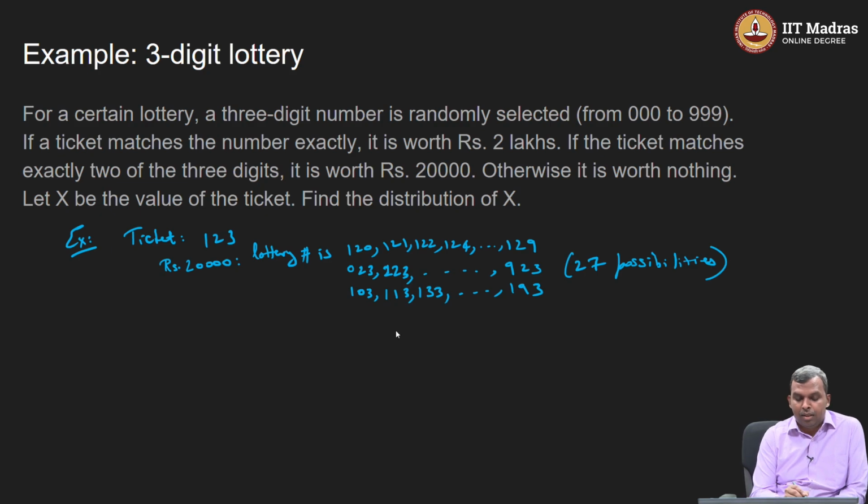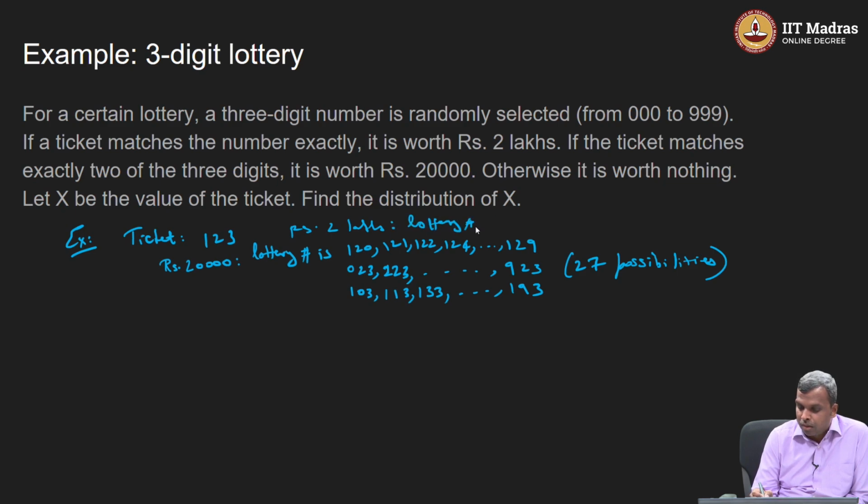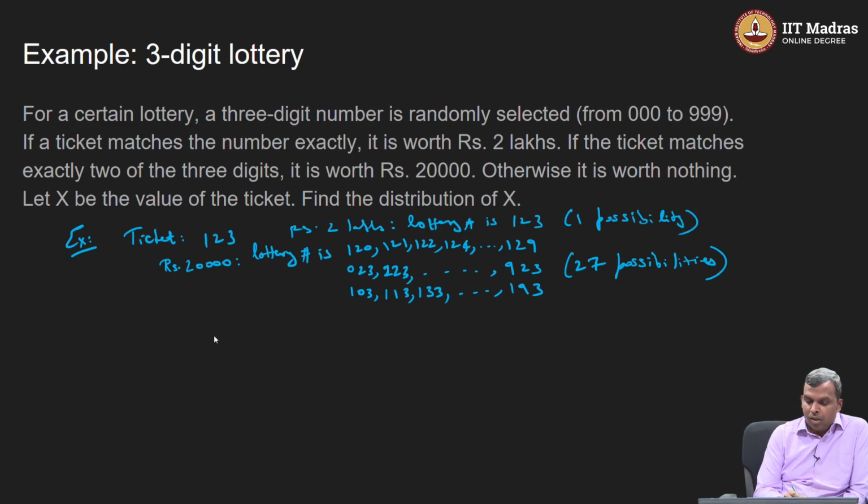So, the ticket is 123, you will get rupees 2 lakhs if the lottery number is 123, an exact match, one possibility. Otherwise it is worth nothing. It is 0 for any other lottery number.